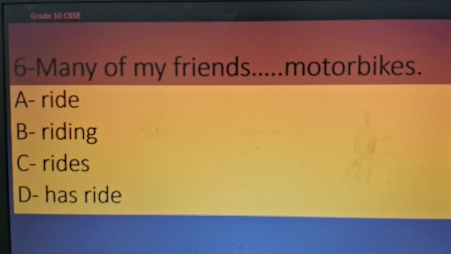Question 6. Many of my friends dash motorbikes. Option A ride, option B riding, option C rides, option D has ride. What is the answer, children? The answer is ride. Option A, ride. Many is plural, so with that we can use only a plural verb depending upon the tense. So we have to use ride here.